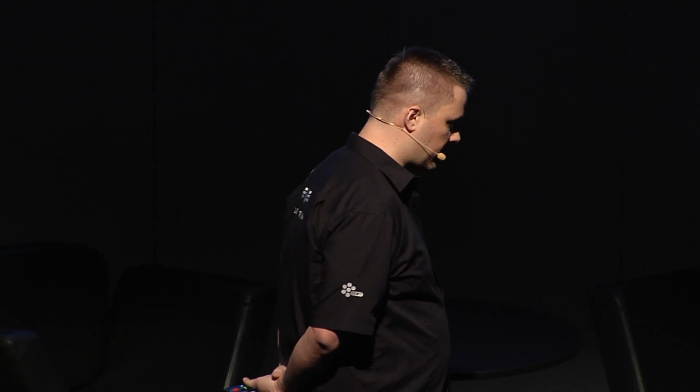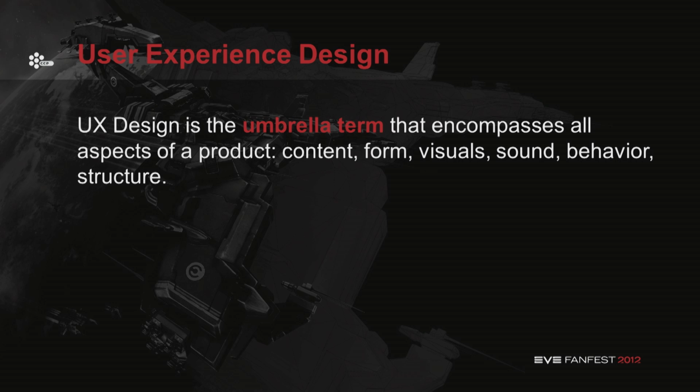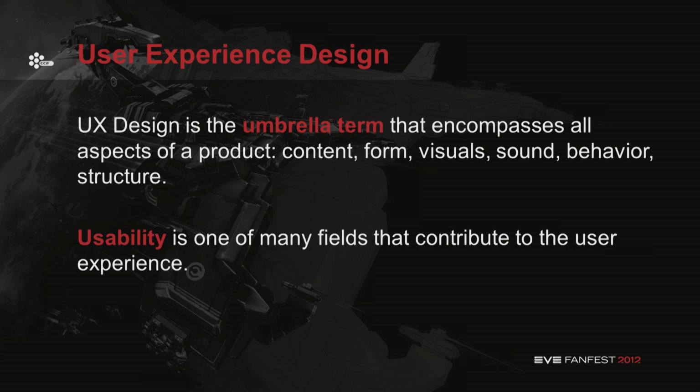Now, user experience design was the role that we needed within CCP to improve our design efforts. It was the missing ingredient in our kitchen to make our food great and not just good. User experience design is the umbrella that encompasses all aspects of a product: its content, form, visuals, sounds, behavior, structure. Usability is one of many fields that contribute to the user experience, but it's just one of many. And in the past, we focused solely on usability issues.